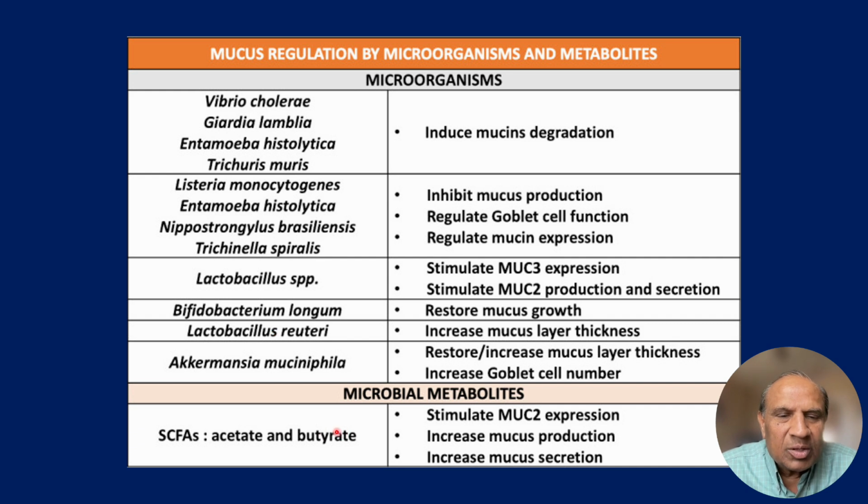Some of the bacteria will use mucus or other nutrients for their energy production, and they will excrete metabolites. The most important ones are short chain fatty acids, acetate and butyrate. These short chain fatty acids stimulate mucus expression as well as mucus production and secretion. So bacteria also have a large role to play in maintaining the mucus layer.